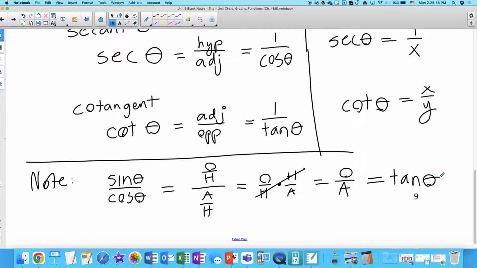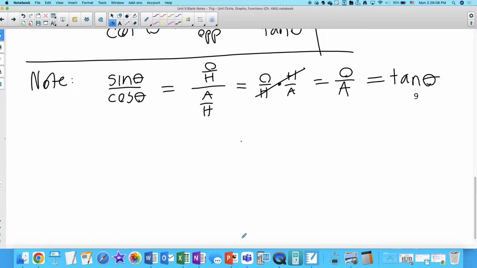Okay, so tan theta is sine theta over cosine theta. This will become quite important in our next unit. Okay, I actually have two, what would I call these? Like mantras in math, particularly in calculus. And the two are, number one, factor. Number two, convert to sine and cosine.